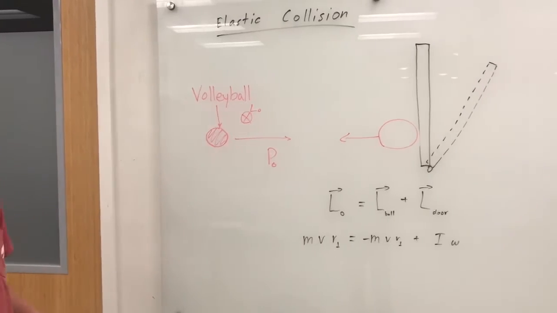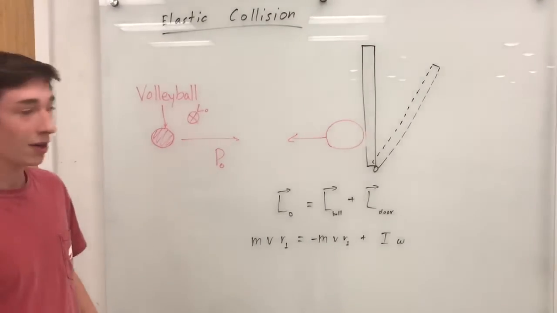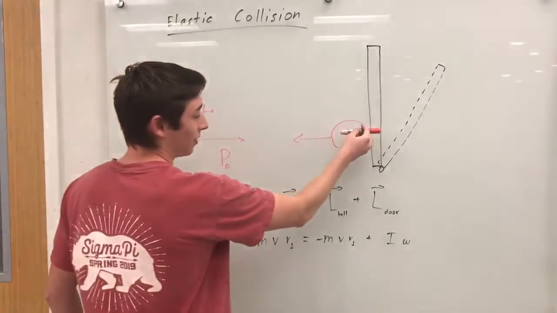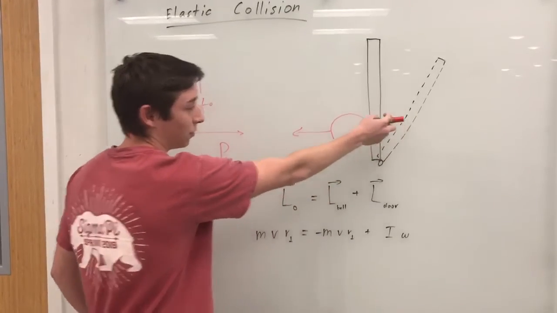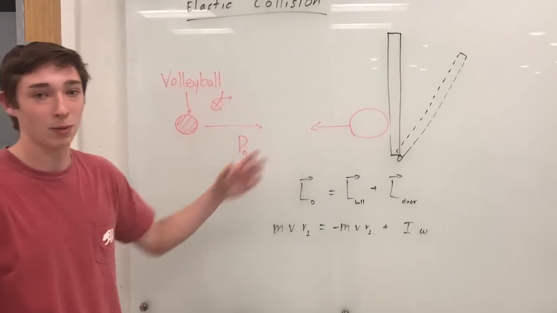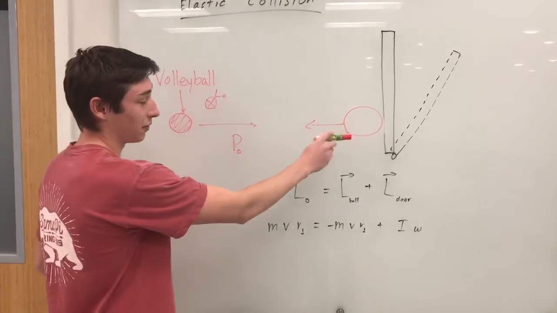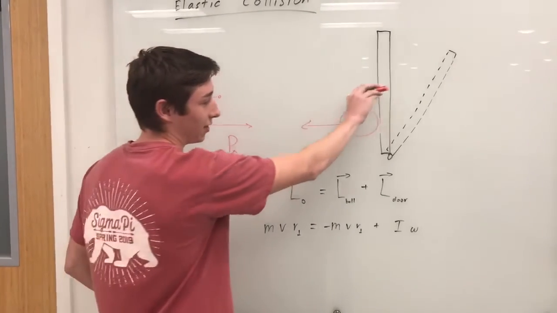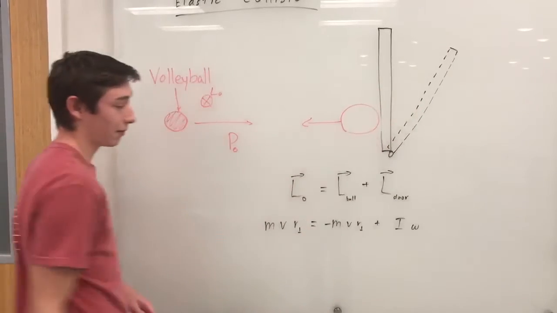We know in the system that momentum is conserved. We know that when the ball makes contact with the door, it'll transfer its linear momentum, but since the door is hinged, the door will not have any linear momentum. It also transfers its angular momentum, and in this case, the door will end up swinging this way.